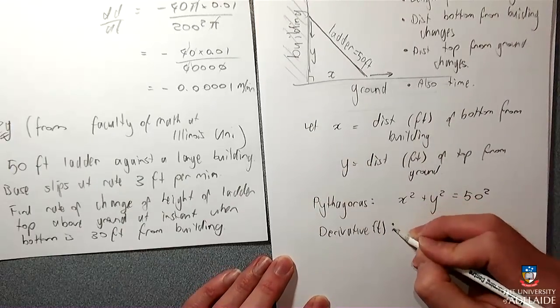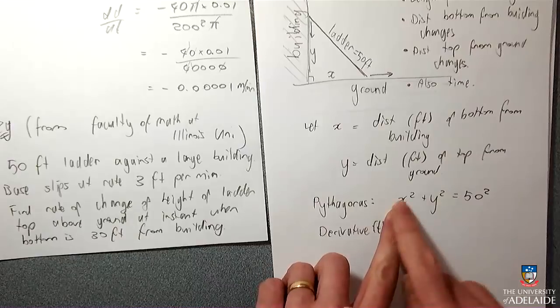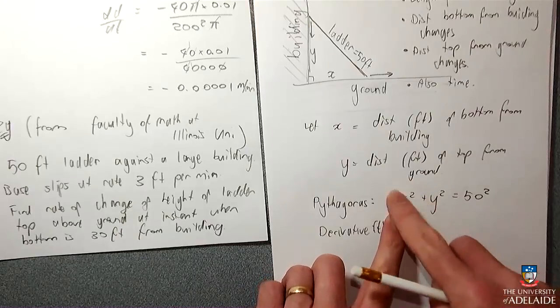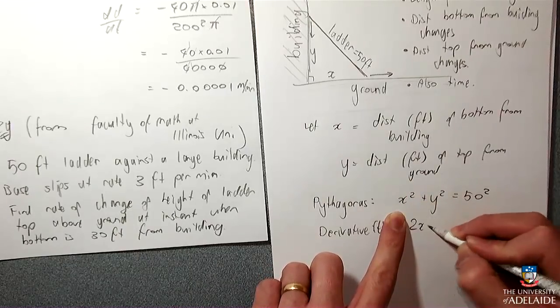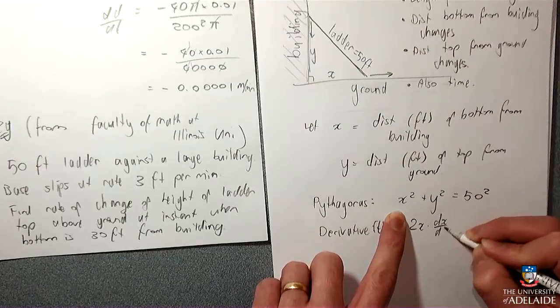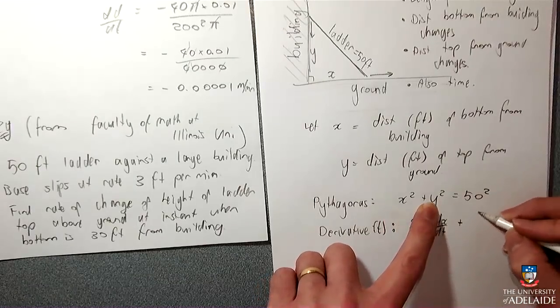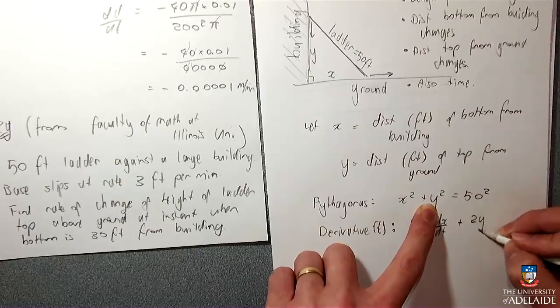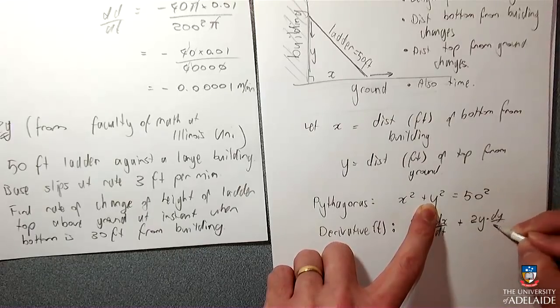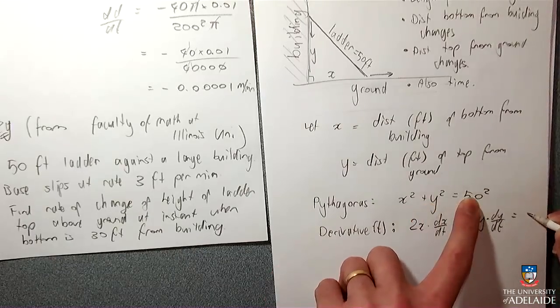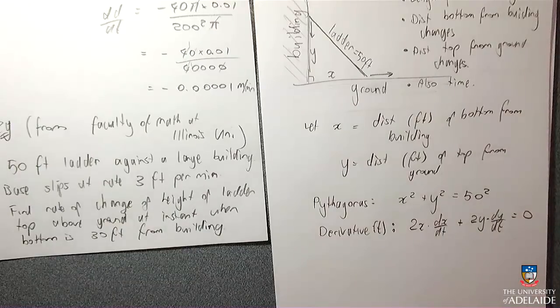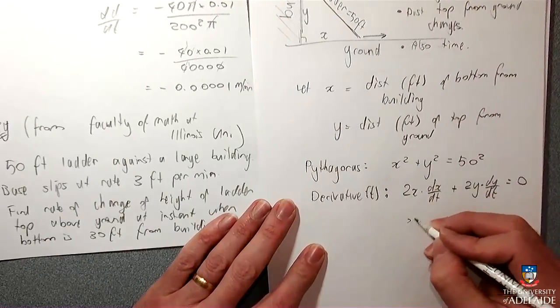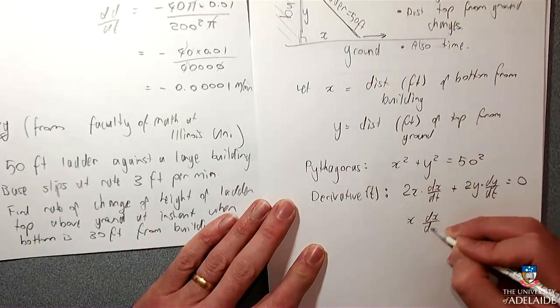Derivative with respect to time. So let's see. If all of these are functions of time, the derivative of this would be 2x, but because of the chain rule I'll have to do dx on dt. And the derivative of this with respect to time would be 2y, but because of the chain rule I'll have to do dy on dt. And this is a constant, so its derivative is 0. Everything's got a 2 in it, so I'll just divide by that because that's nice.